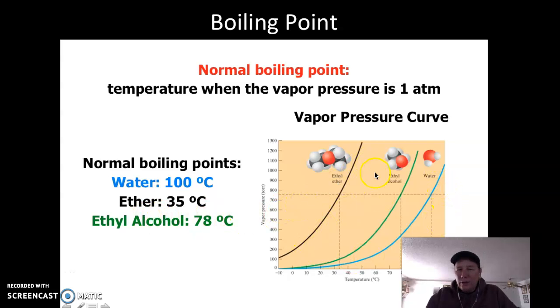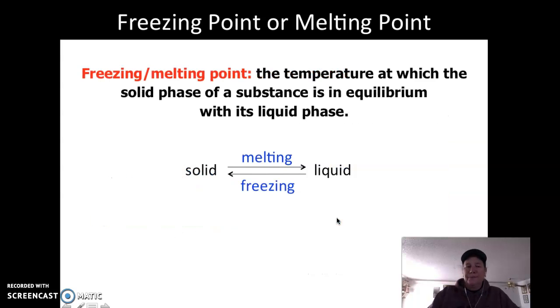Here we have ether and we have ethyl alcohol. And these guys boil at lower temperatures. Like ether, only about 35. And ethyl alcohol is about 80. So again, different substances, different forces. Vapor pressure is different, so they boil at different temperatures.